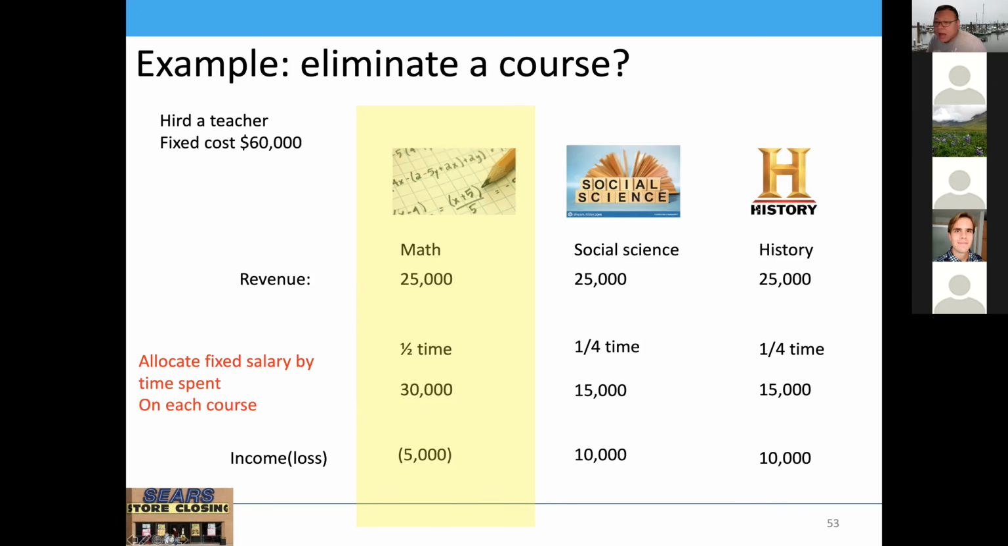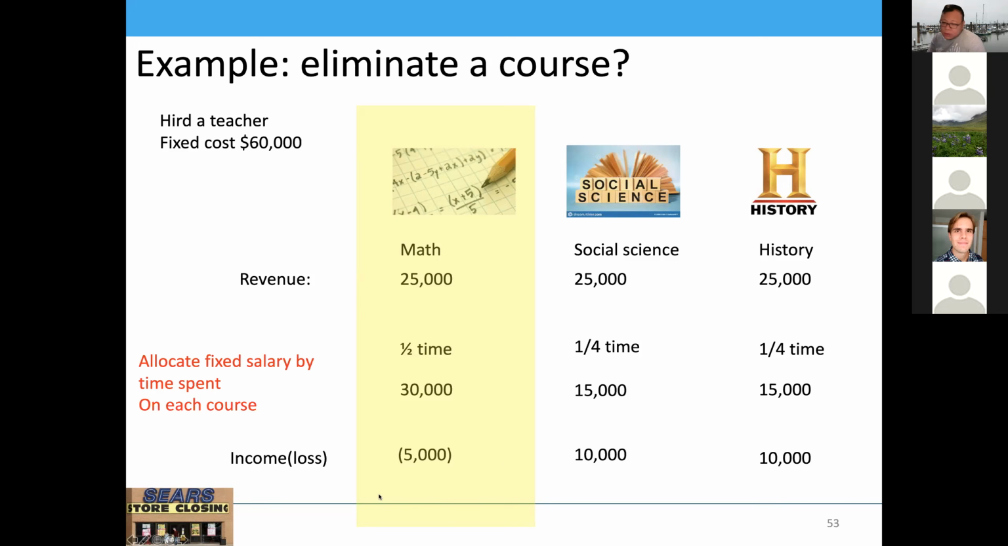That's the time you spend for the social science and history. In that scenario, fixed cost is a relevant cost, right? And how relevant? If you close the math, you are going to save a cost of 30,000, and you will lose that $25,000 revenue. But together, your saving is 30,000, right? So when you add this together, you still save $5,000. So if that's the case, you have to close it, right? You need to close it. You are saving $5,000. Okay, does this make sense, guys?